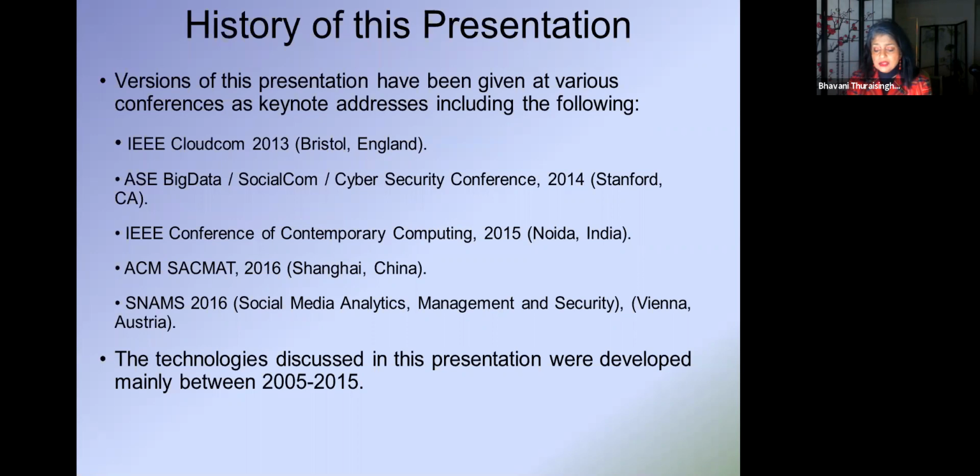So SNAMS was talking about cloud computing and then secure cloud computing. How do you connect it to social media? I did not use the social media charts in this presentation. I'm going to talk about social media security and privacy over the next few days. So I'm going to continue with these presentations on the 29th, 30th, and 31st.